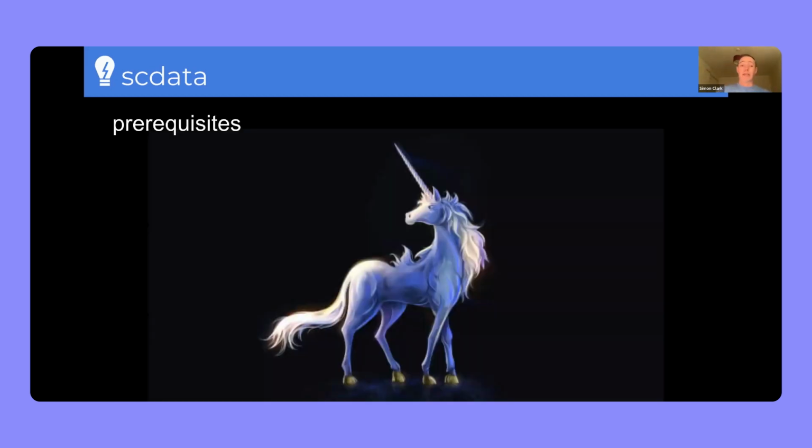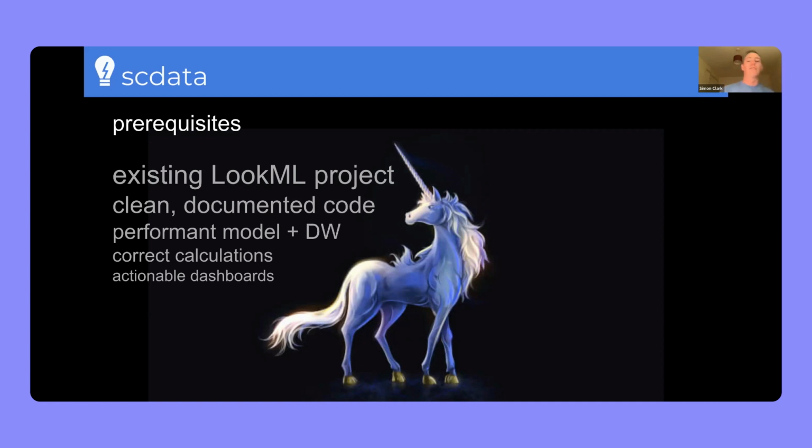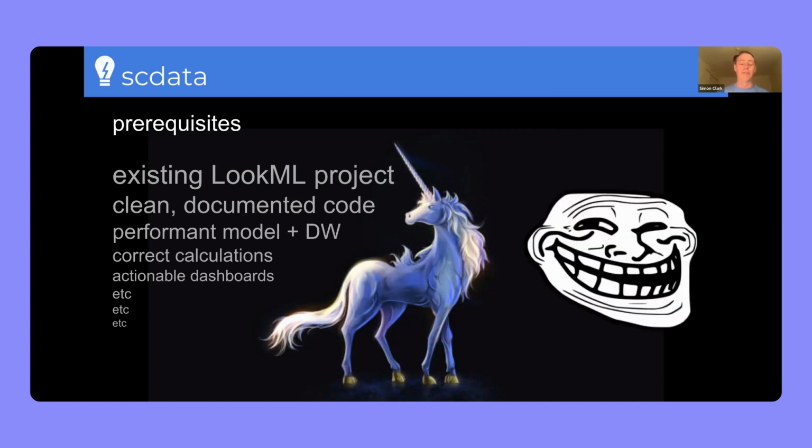So to get started with this sort of thing, what do you need? An existing LookML project. I'm sure we've all got this. We've got clean, documented code, nice comments, no commented out cruft. It's all performant. Your data warehouse is singing and doesn't cost you very much money, and your calculations are correct. Your dashboards are great, blah, blah, blah, blah. Obviously, I'm kind of joking. You don't have all of that, but it doesn't need to be perfect. It's never going to be perfect, or we'd all be out of a job.